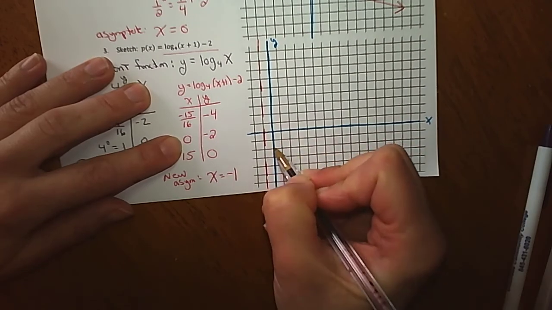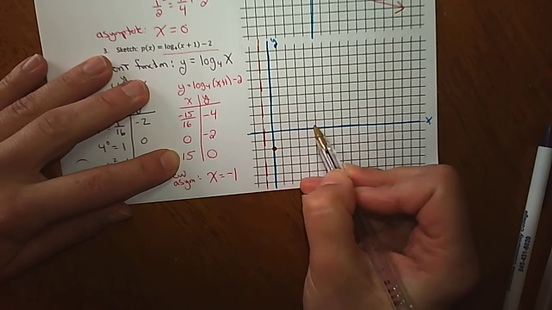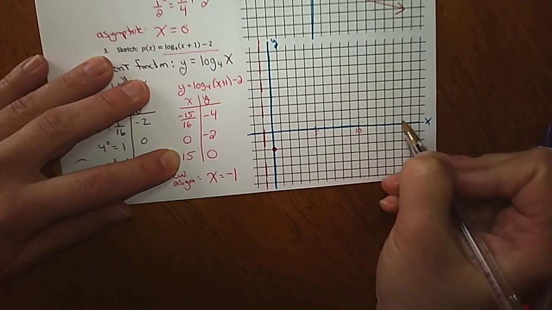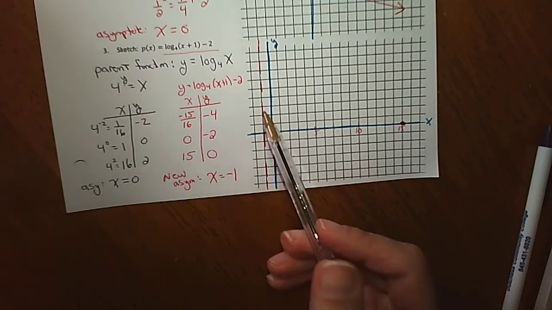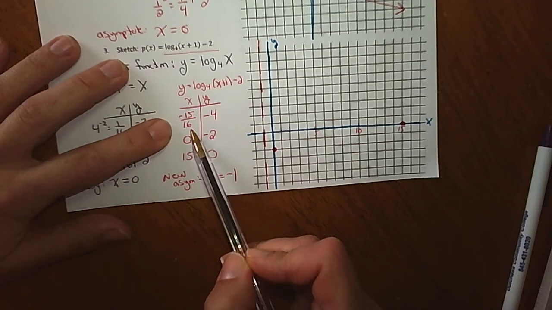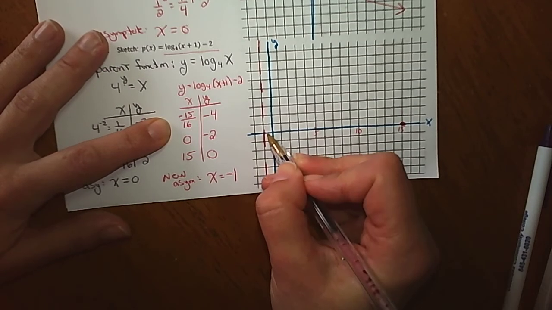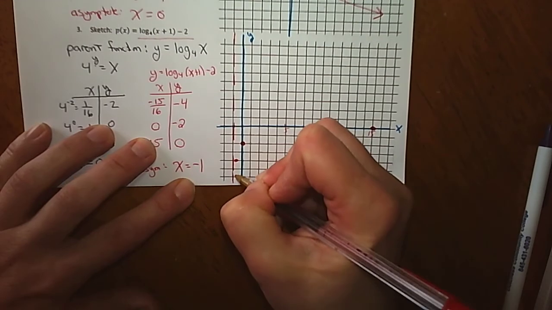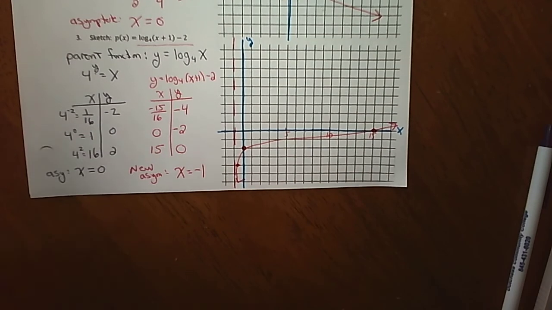Now I'm going to plot my points. Let's see, 0, negative 2. Here. 15, 0. 1, 2, 3, 4, 5, 6, 7, 8, 9, 10, 11, 12, 13, 14. Here's 15. So 15, 0. And where's this one? Negative 15 over 16, negative 4. Now, negative 15 over 16 is almost negative 1. So we're almost at negative 1. We're going to be down here at negative 4. So the picture is going to asymptote here and go through that. Voila.